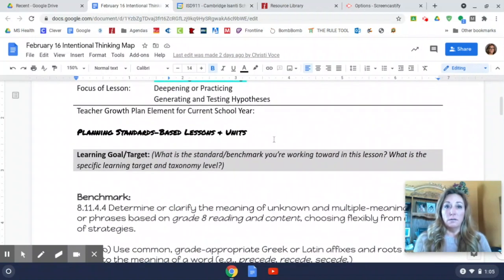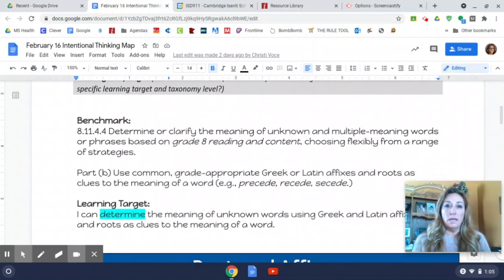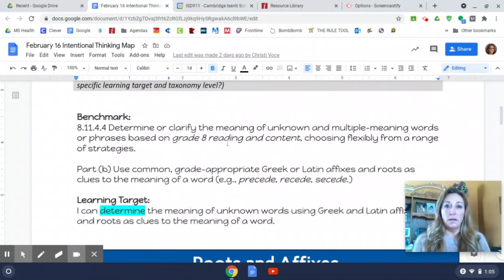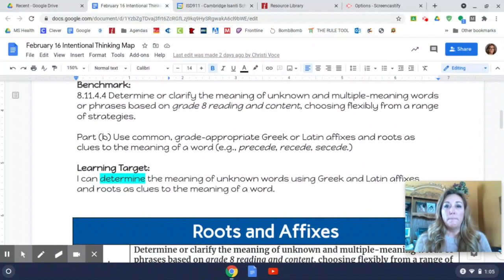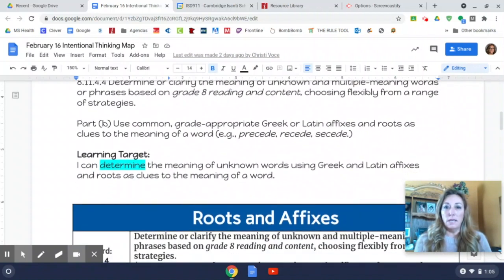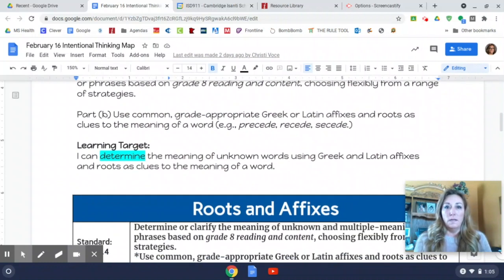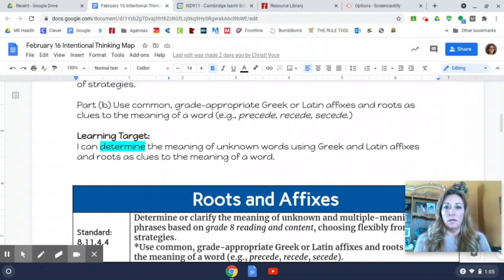During last year, this teacher chose as her growth plan element planning standards-based lessons and units. This is the benchmark she was working towards, 81144, which has to do with using common grade-appropriate Greek or Latin affixes and roots as clues to the meanings of words. Like I said, it's a year-long thing in 6th, 7th, and 8th grade ELA, so she knew this was part of a longer process.